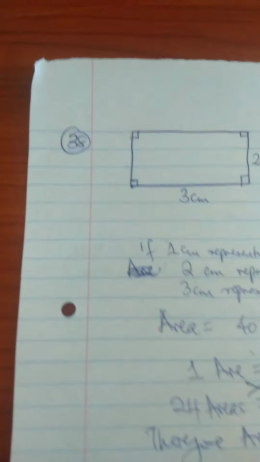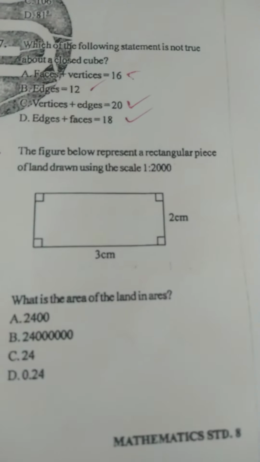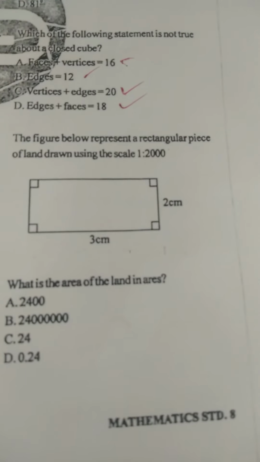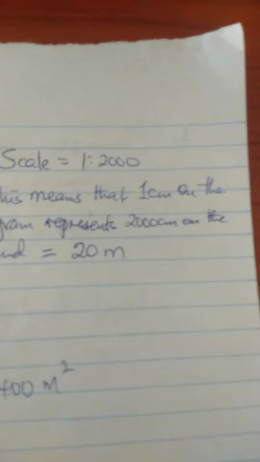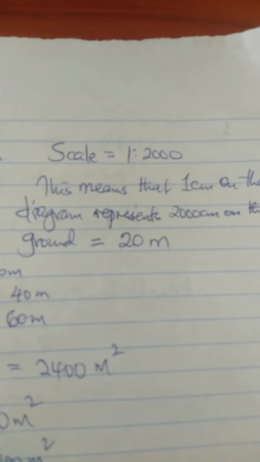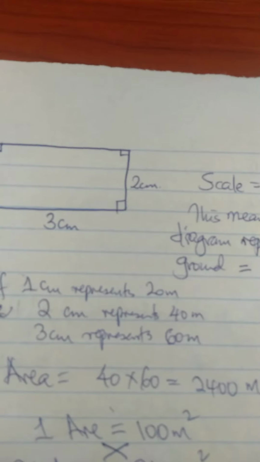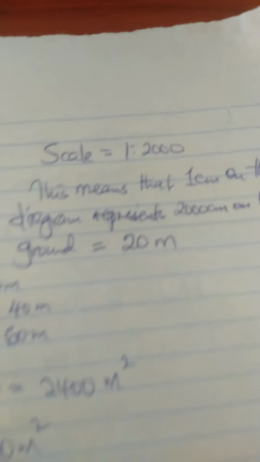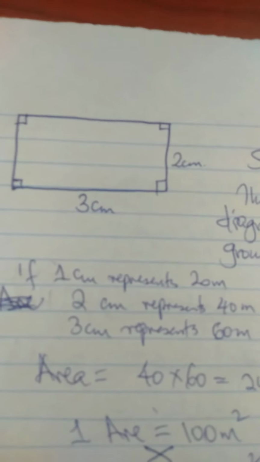You are on question 38. So this is a scale, and if this is what is written, it says that 1 centimeter on the map represents 2000 centimeter on the ground. Remember, scale is always in centimeter. So I've said 1 centimeter on the diagram represents 2000 centimeter on the ground. To simplify, in order to remove the zeros, I've converted these 2000 centimeters into meters, which gives me 20 meters. So I've said 1 centimeter represents 20 meters.